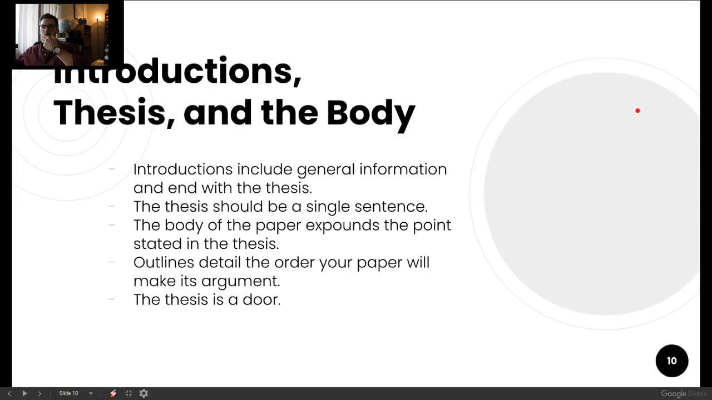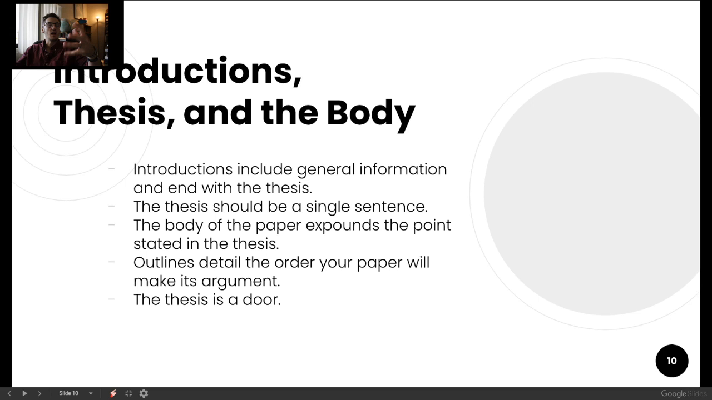So introductions, thesis, and the body. Introductions include general information and end with a thesis. Like we said, the thesis needs to be the last sentence in the introduction. The thesis should be a single sentence. That's part of being concise, right? Clear, concise, precise, assertive, and debatable. The body of the paper expounds the point stated in the thesis. So whatever point you're trying to make in your thesis statement, the body of the paper is explaining and expounding on what your thesis is asserting.